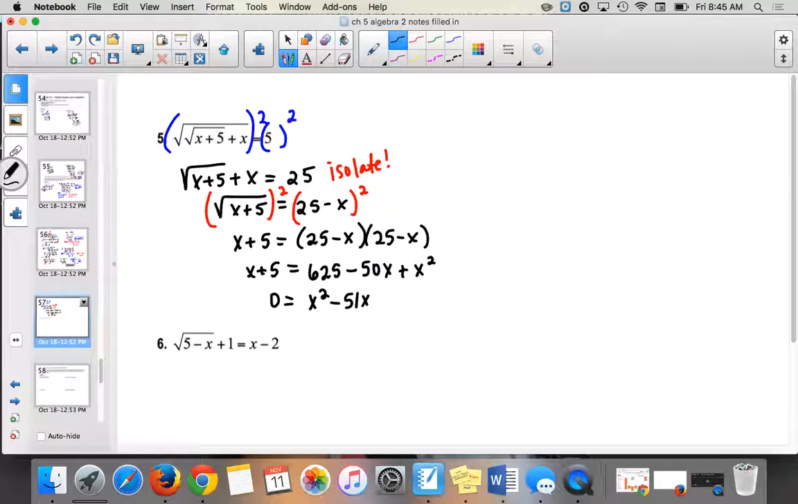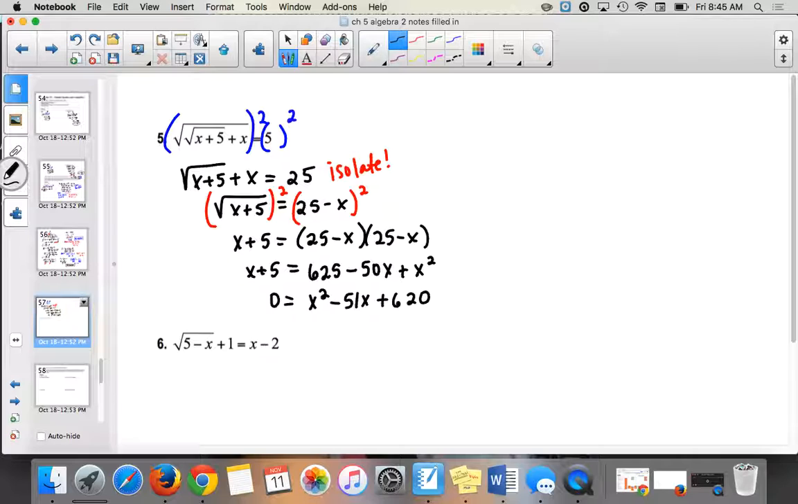All right, so I'm subtracting the x, I get negative 51x. I subtract the 5 over, I get plus 620. This is a hard one to factor. It's hard to think about all the possible factors of 620. How that goes into it. 2. Some people got it. Yeah, some people got it first try.